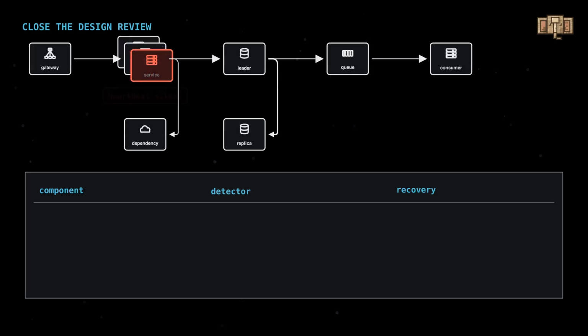Start with a stateless service instance, and let's kill one. Its heartbeat goes silent. That's the detection. The recovery. Pull it from rotation, and the requests in flight retry against a healthy peer with backoff and jitter. Nothing is lost because it held no state. Into the table it goes, row 1.